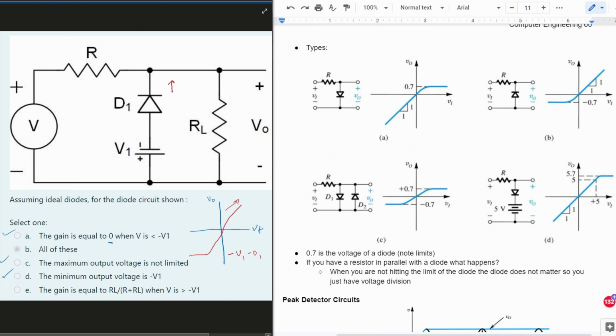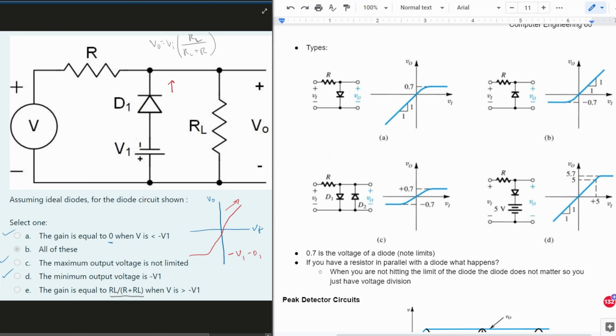The gain is equal to our RL divided by our R plus RL when V is greater than negative V1. And let's look at this. Well, if we get rid of this diode right here, we assume that it's off. This whole branch is going to disappear from our circuit. And then we just have voltage division. And with voltage division, we know that we have our voltage output equal to voltage input, but that's not what we're concerned about. What we're concerned about is the resistance that this is over, so RL. If we were doing current division, it'd be like this R over this RL. It's kind of the opposite. But we have this RL over RL plus our other resistor, which is R. And that is what we have right here.